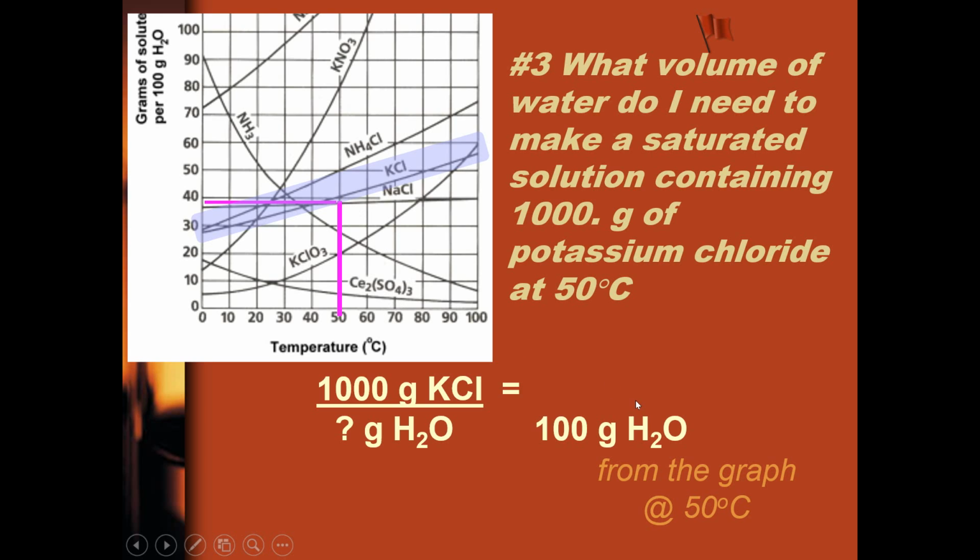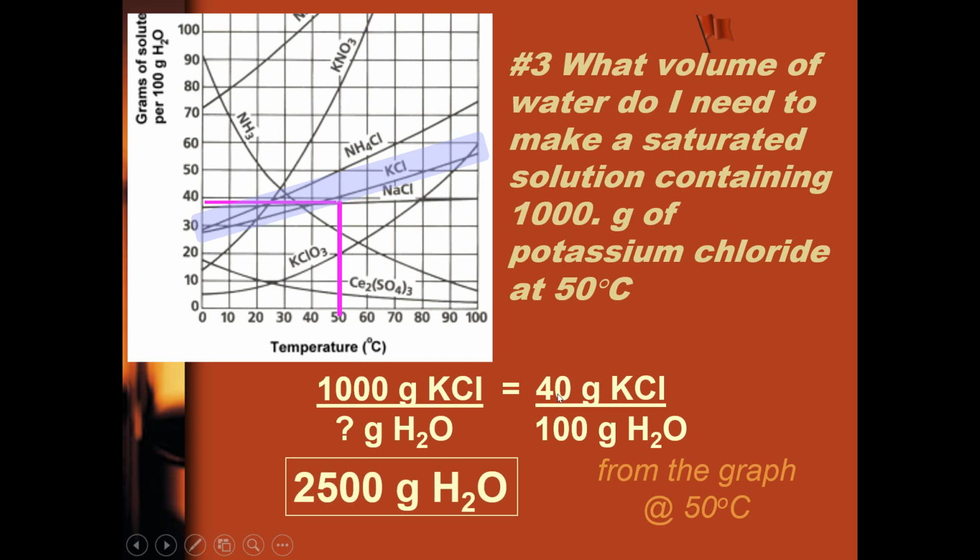And that tells us that 40 grams of potassium chloride can dissolve in 100 grams of water. So 40 grams can dissolve in 100 grams of water, according to our graph. Now 1,000 grams of solute can dissolve in how much water? It's just completely proportional. The same ratio of solute goes into the solvent, so we set up a proportion, and we can do 1,000 times 100 divided by 40 to get 2,500.